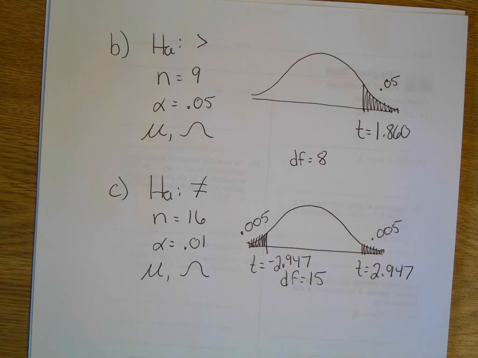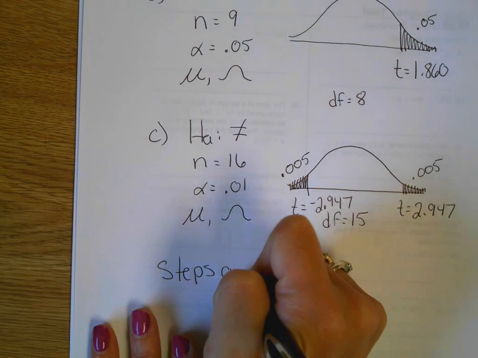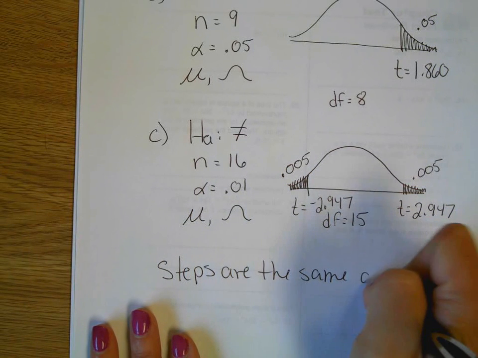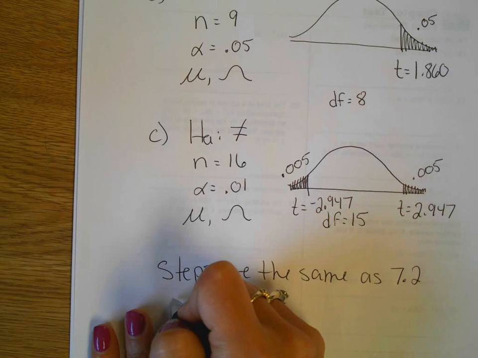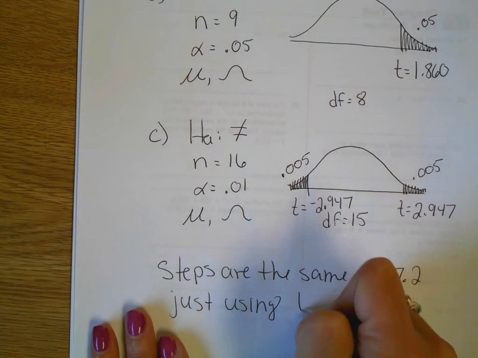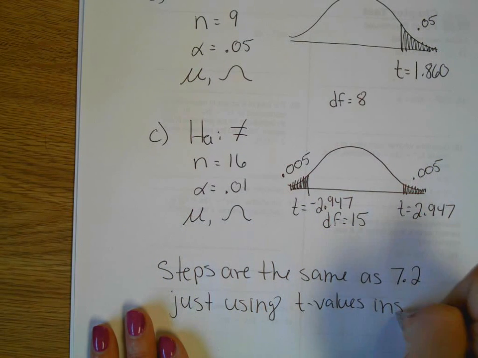Okay. The steps are identical to what we did yesterday, except we're doing T's instead of Z's, so I don't feel the need to write out those 5 steps again. I'm just going to say that the steps are the same, just using T's instead of Z values.